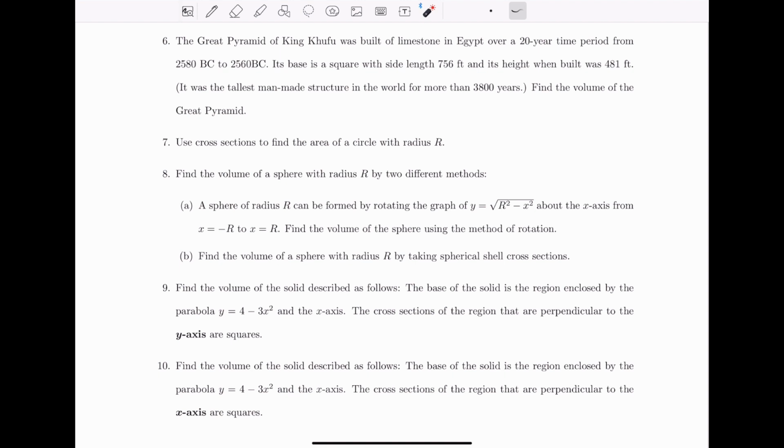I don't know about you, but when I see a description like this, I can't really visualize what's going on. So let's take a look at this. We'll use a three-dimensional graphing software to visualize this a little bit better, and then we'll solve the problem. Once again, our first step is to draw the two-dimensional base of this solid. So this is using the parabola y equals 4 minus 3x squared.